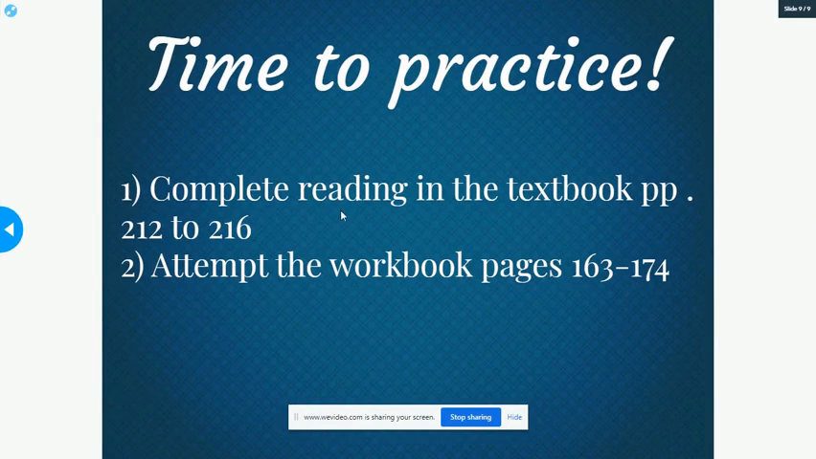So time to practice, students. Complete the reading in the textbook, pages 212 to 216, and then the workbook, pages 163 and 164, are a great opportunity for you to practice.